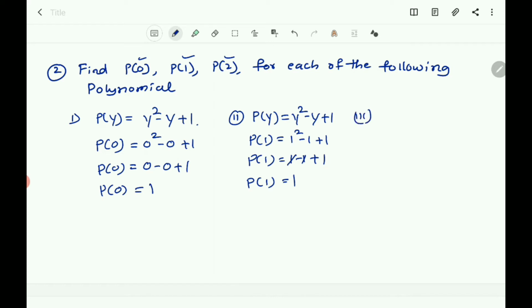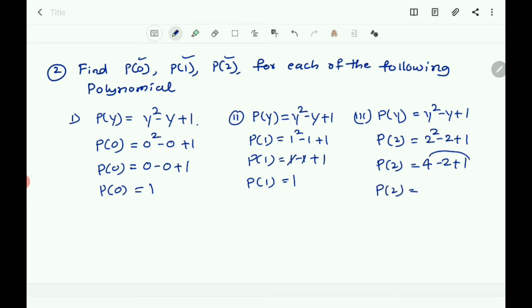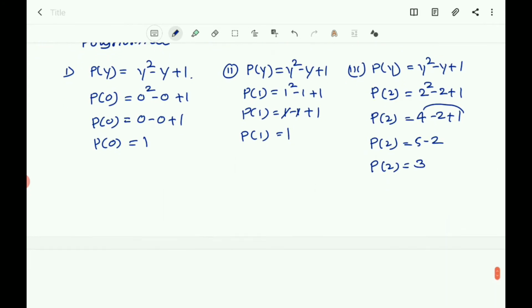Next third one, P of 2. Again you write P of y is equals to y square minus y plus 1. So P of 2 is equals to 2 square minus 2 plus 1. In the place of y you put 2. Then 2 square is 2 into 2, that is 4 minus 2 plus 1. You know that 4 plus 1, add them, 5 minus 2. So P of 2 is equals to 3. In this way you got P of 0, P of 1, P of 2 for the polynomial P of y is equals to y square minus y plus 1. That is for one polynomial. Next you take the second one.